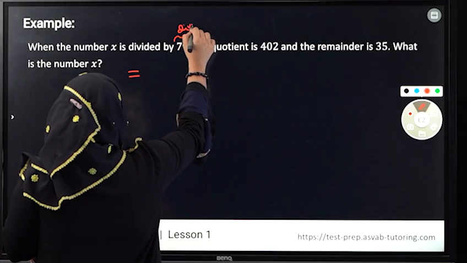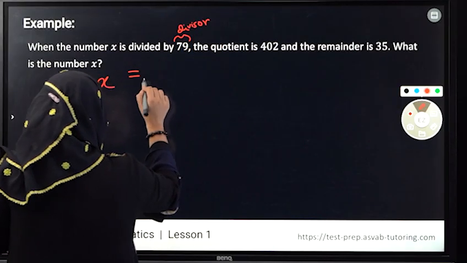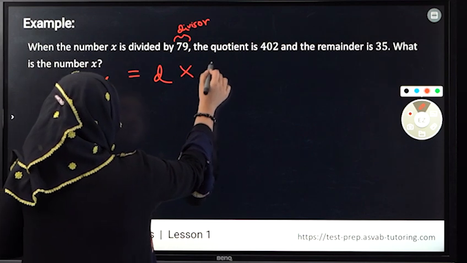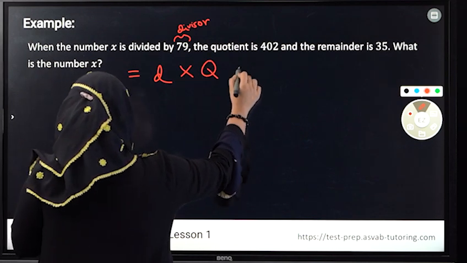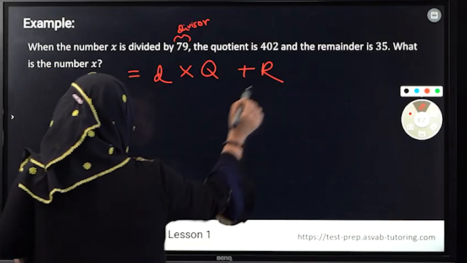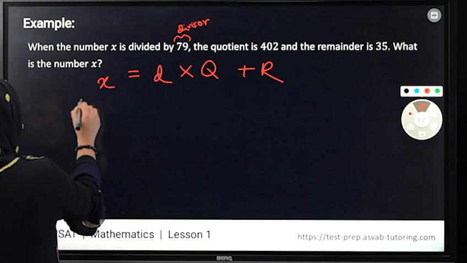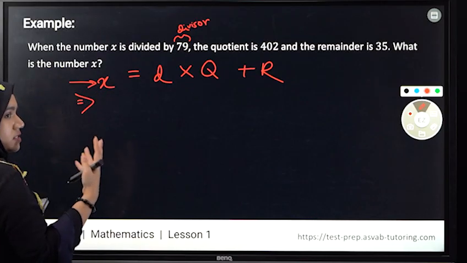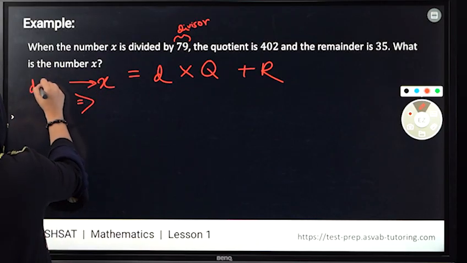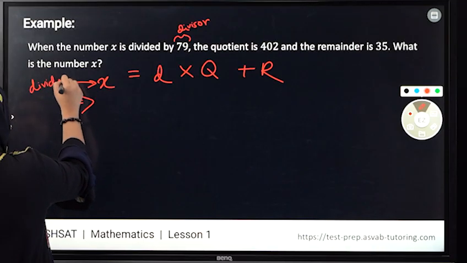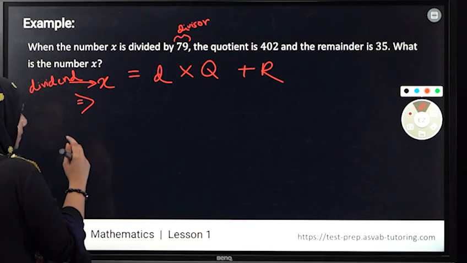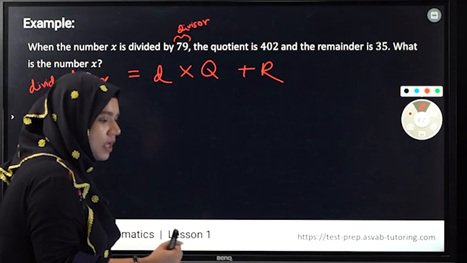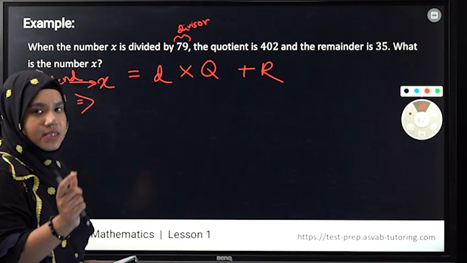79 here is the divisor. So what we write here is the divisor, okay? Then we do times the quotient, and then we add the remainder to it. So it's a format, okay? By the way, do you know what x is called? A lot of us don't know, maybe we do know. If you do want to know, it's called the dividend, all right? The number that gets divided is always called the dividend. So in 5/2, 5 is the dividend, okay?